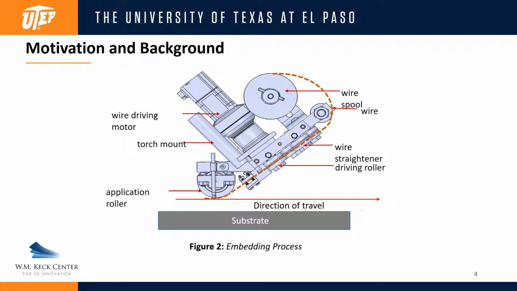Then we have our driving roller, which is going to be connected to a motor and at the same time is going to be pulling the wire. Now right before the application roller, we're going to have the torch, which is going to be heating our copper wire to a set temperature, which is 230 degrees Celsius. And at the end of the travel, we're going to have the application roller compressing the copper wire against the substrate. Therefore, it's going to be able to embed the wire.